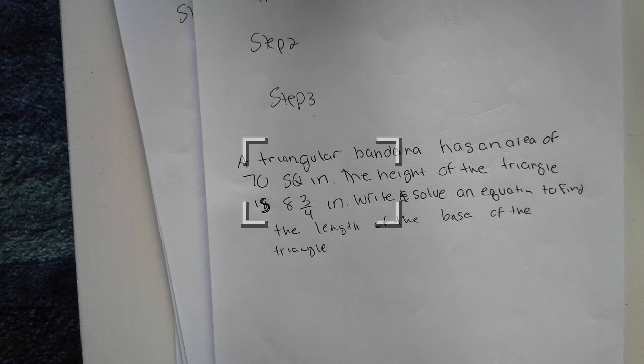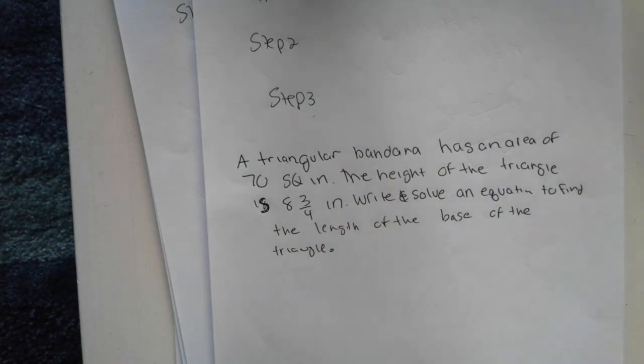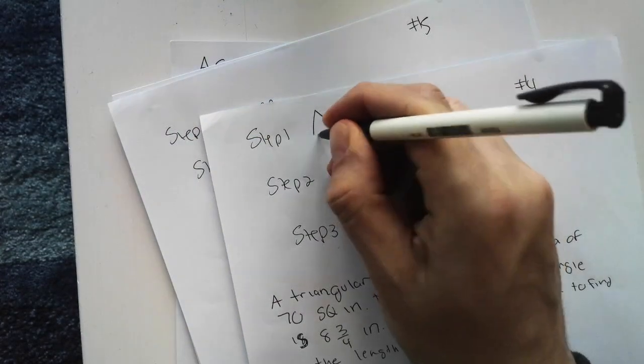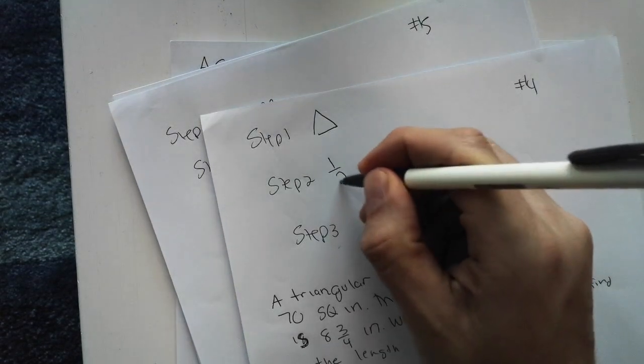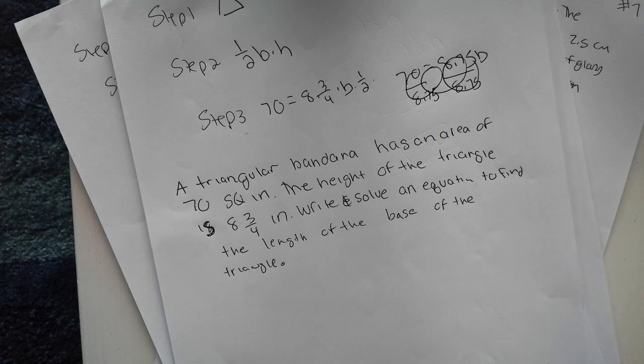A triangular bandana has an area of 70 square inches. The height of the triangle is 8 3/4 inches. Write and solve an equation to find the length of the base of the triangle. So first we have to identify what shape this is. Tells us right here it's a triangle. Next we have to figure out what formula to use. It's half base times height. Finally, we need to solve our equation. So my equation looks like 70 equals 8 3/4 times b times half.